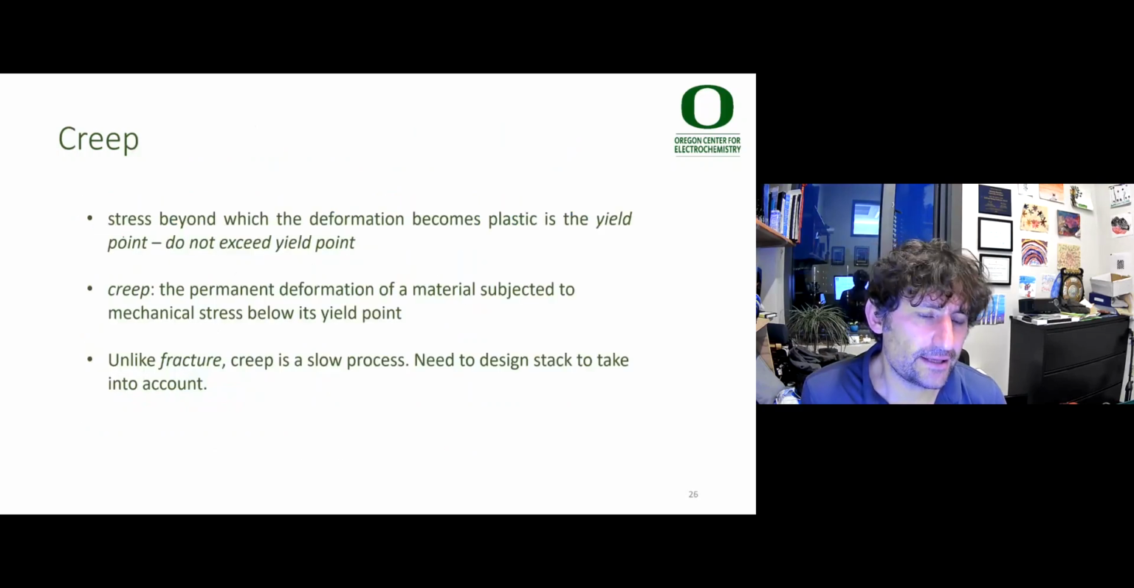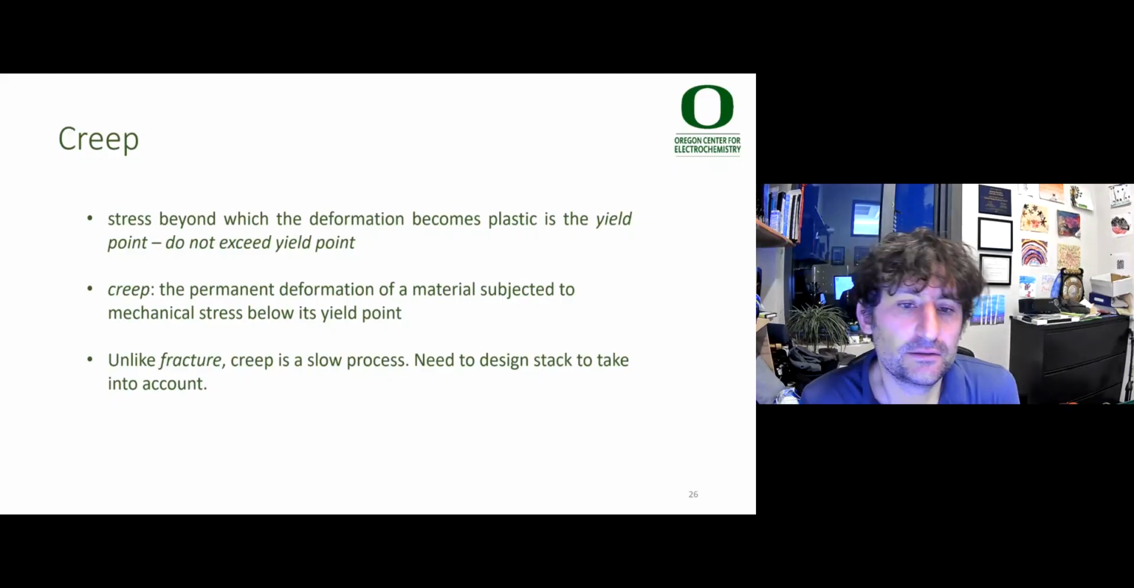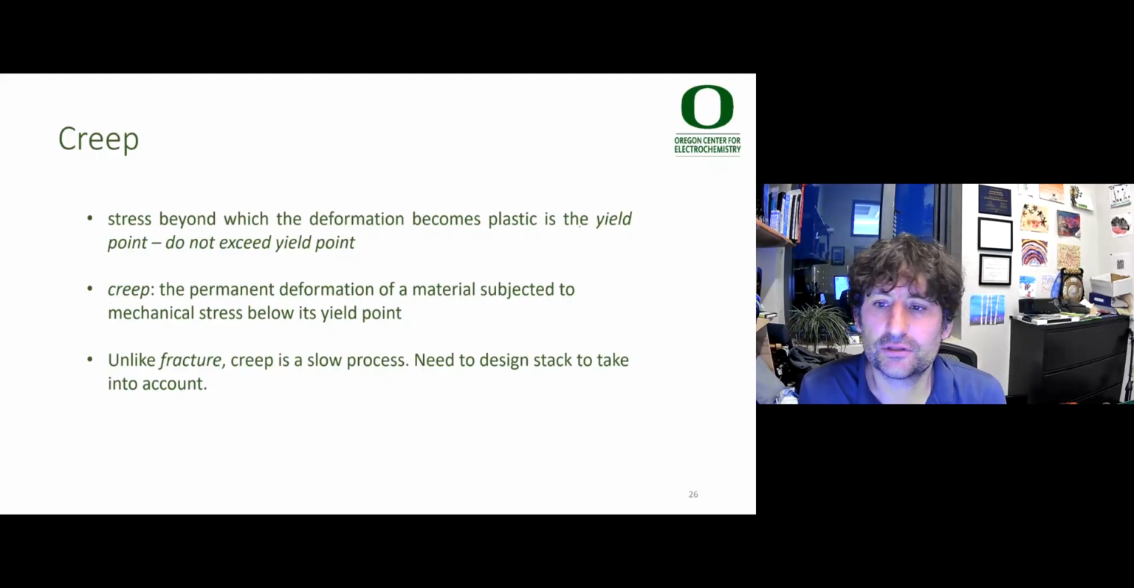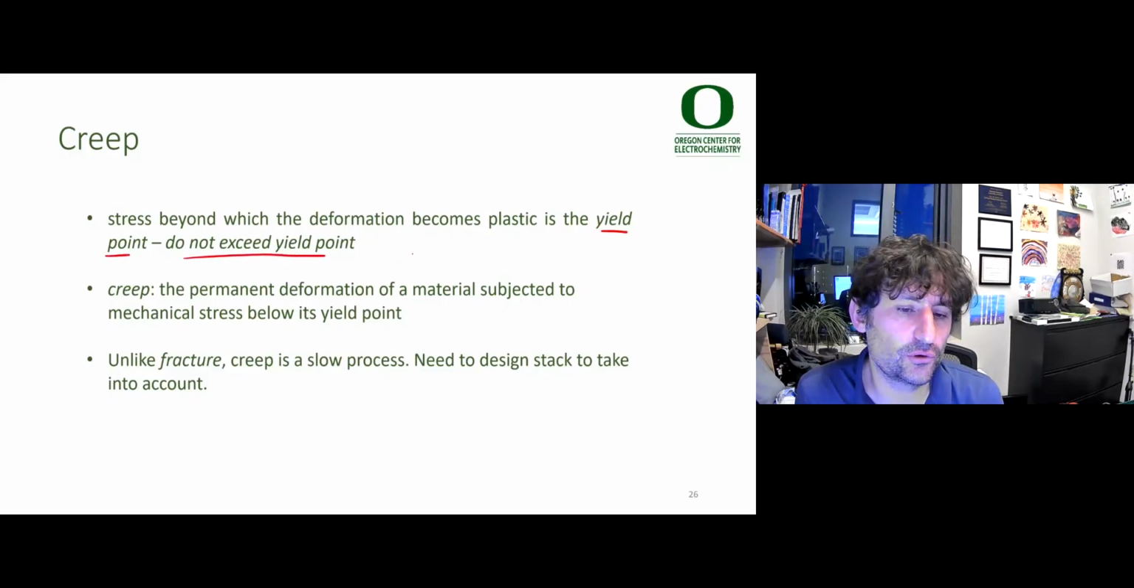So when the stress on a material is sufficiently large, the deformation becomes plastic. That means it's irreversible. It leads to dislocations or other types of defects in the material, and there's a permanent change to the structure. This is called the yield point, and you definitely don't want to exceed the yield point in your mechanical design of a fuel cell.